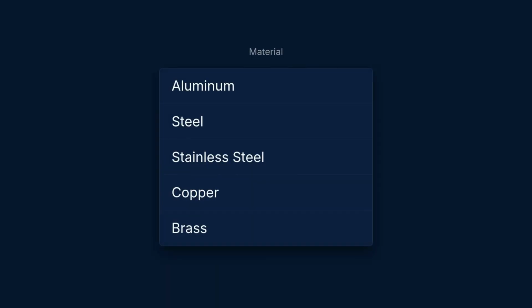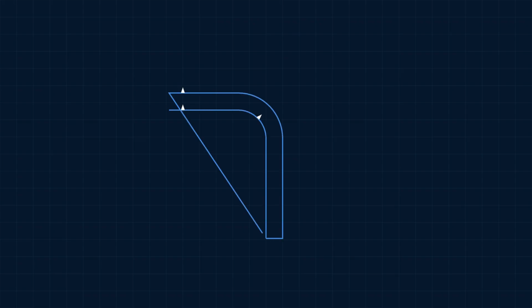Next, choose your material from the drop-down. Options include aluminum, steel, stainless steel, copper, and brass. I've selected aluminum. Now enter your material thickness. This is the thickness of your sheet metal.